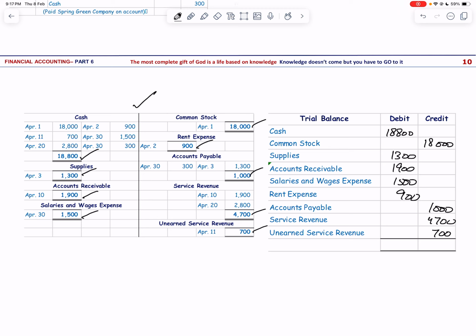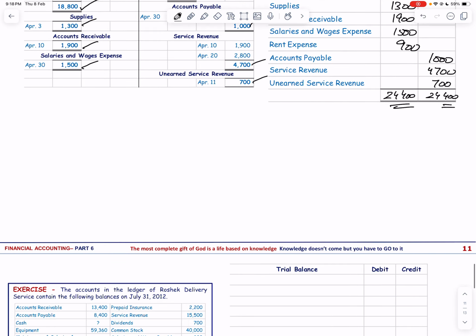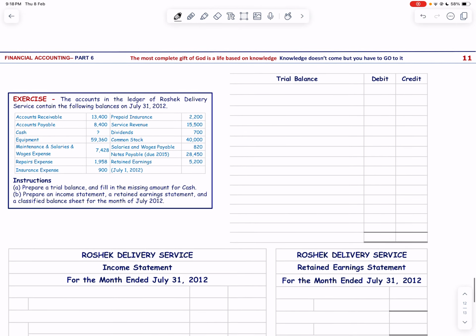So if we make a total, the total is 24,400. This one is also 24,400. And if the two totals are not equal in the trial balance, then there is a mistake in the trial balance. Let us move on to the next exercise.